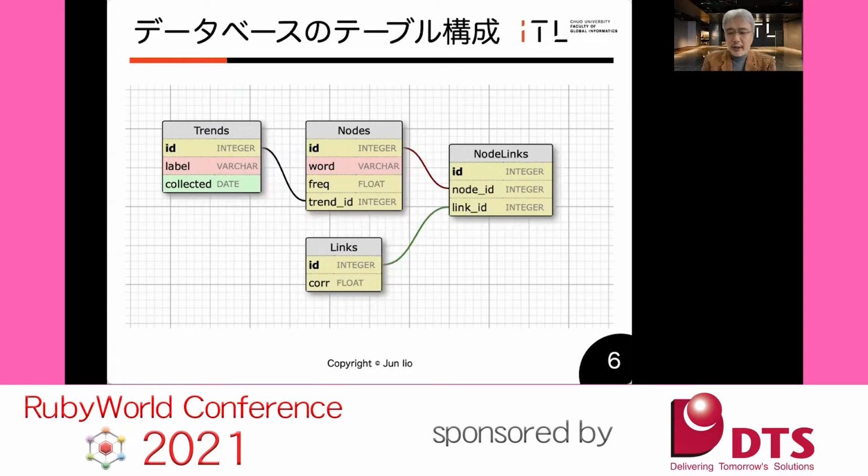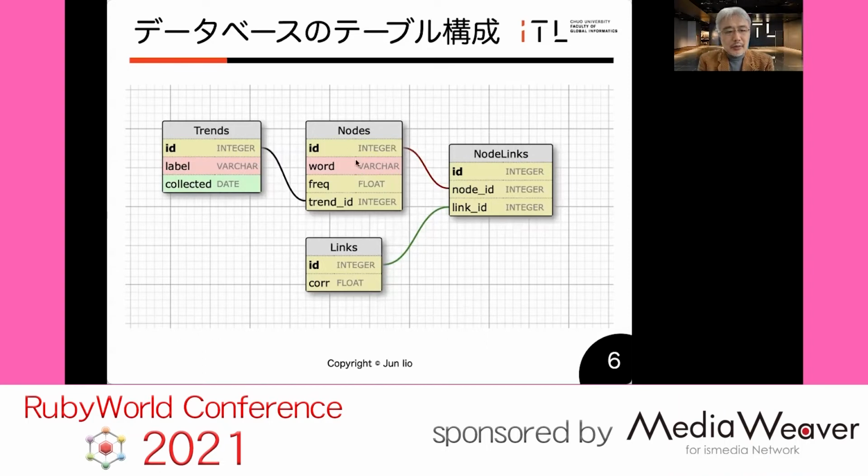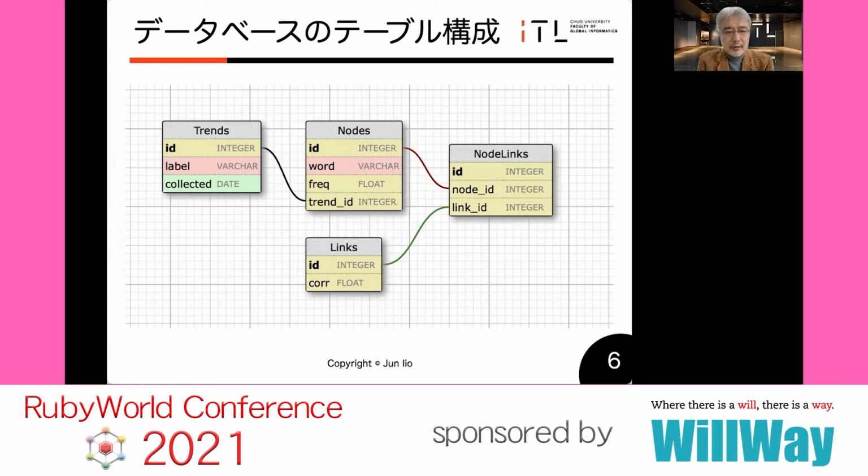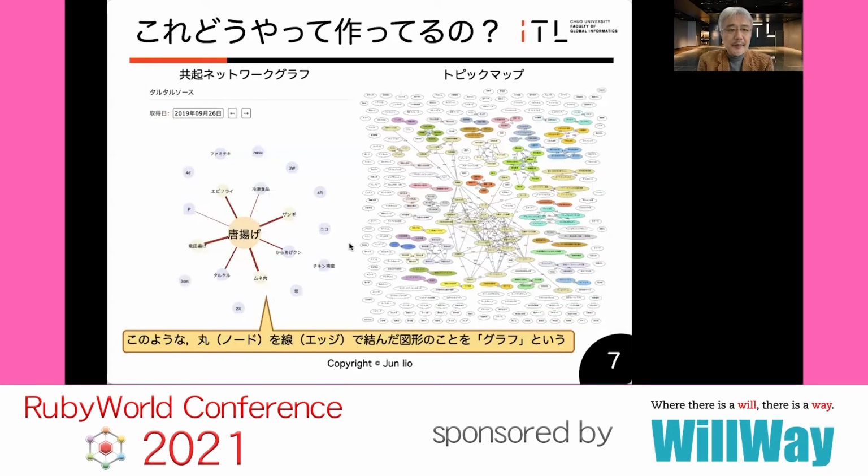Now this is a configuration of the database tables, very simple. This is a list of the trends, and the graph that you have seen before, which is expanding, is linked there with nodes and links. This is the n-to-n, the many-to-many relationship. Therefore, we have an intermediate table to connect these two. It is basically simple, but the relationship is a bit complicated.